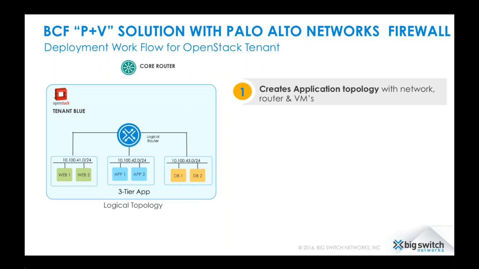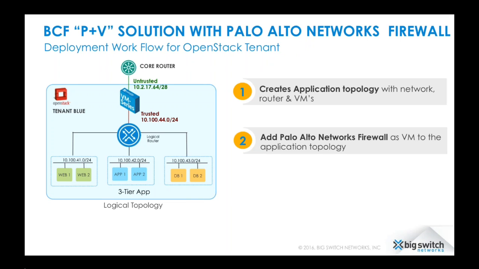Now, the second option, which we plan to demo, is having a firewall within the application topology. In this case, the tenant manages, provisions, and configures the firewall. Here, the Palo Alto Networks next generation firewall protects your application from external and internal threats. You just deploy a Palo Alto Networks virtual machine with one interface in the trusted network, which is connected to the logical router, and the other one connected to the untrusted interface, the provider network created by the OpenStack admin.